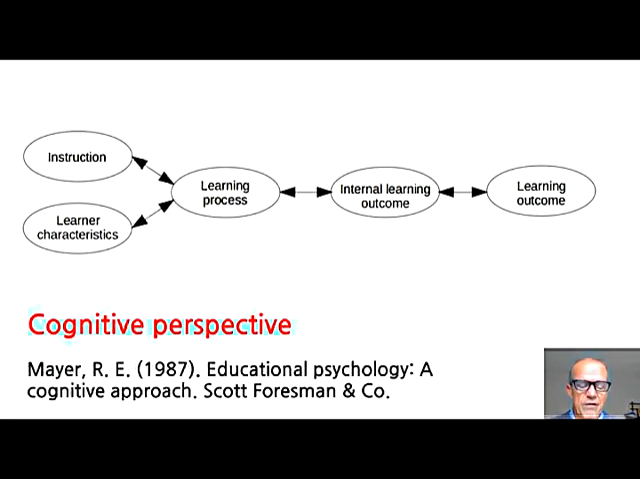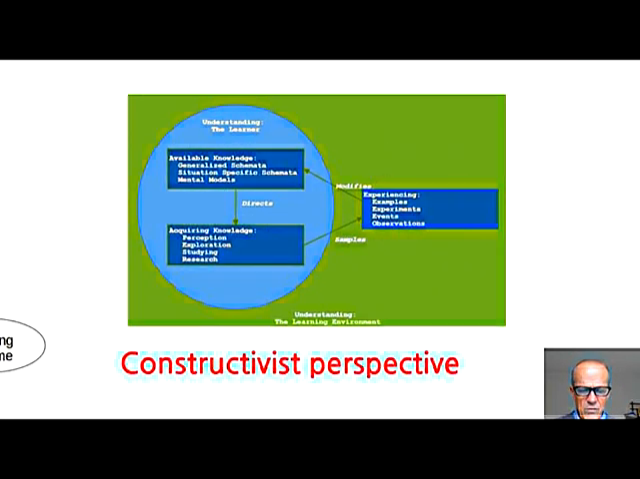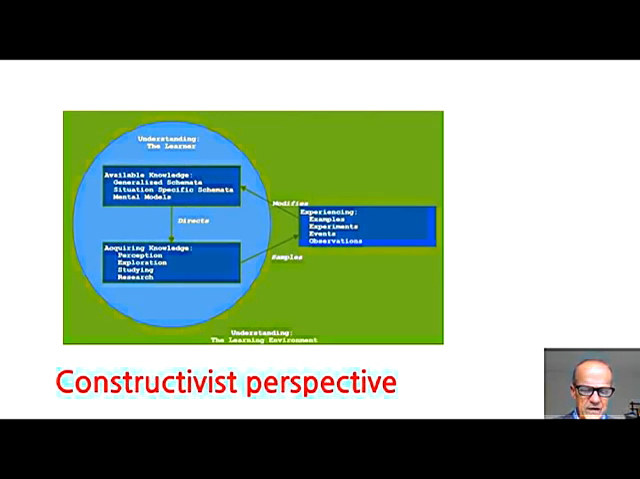The second perspective is the cognitive perspective, in which we have several steps moving from instruction to learning outcomes. We assume that there are learning processes, we assume that there are internal learning outcomes, and we also take into consideration learning characteristics. So this is a more advanced model of learning. And the third model we are now moving to is the constructivist perspective, which is even more complicated, as you can see from this figure.